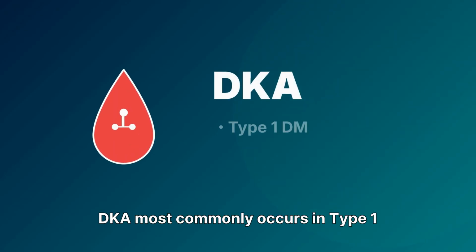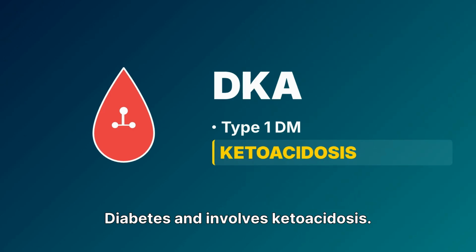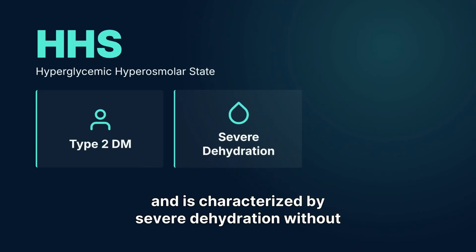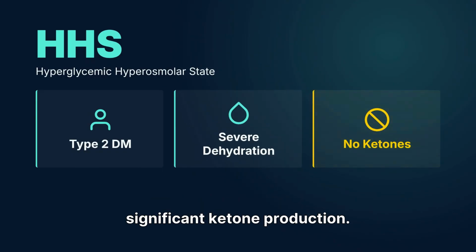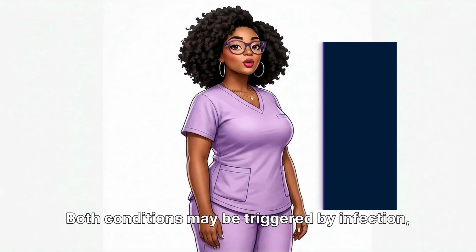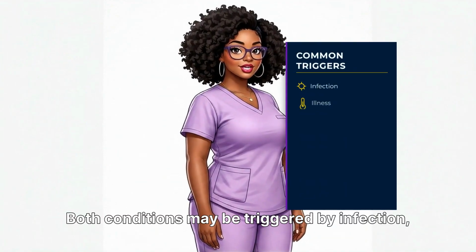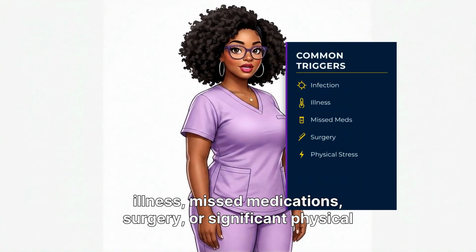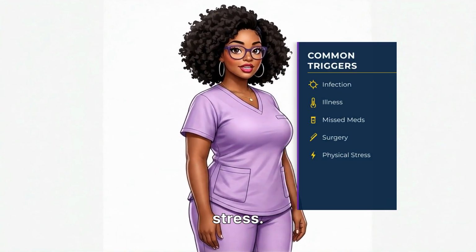DKA most commonly occurs in type 1 diabetes and involves ketoacidosis. HHS usually occurs in type 2 diabetes and is characterized by severe dehydration without significant ketone production. Both conditions may be triggered by infection, illness, missed medications, surgery, or significant physical stress.